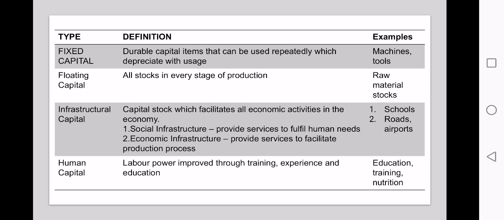So most of the time they ask something such as how do you improve human capital? Right. So human capital is improved through things such as education, training, nutrition. All of those help to develop human capital.